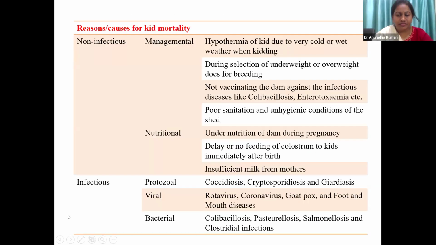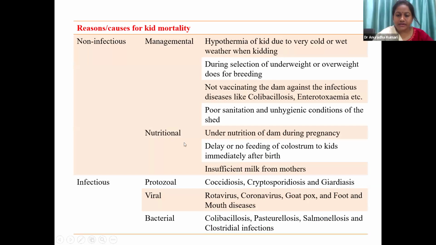Broadly, we can categorize the different factors that are involved in kid mortality under two major categories: non-infectious causes and infectious causes. Under the non-infectious causes, there are different managemental factors like hypothermia, underweight of the doe, non-vaccination of the doe, and poor hygienic condition of the shed that are involved in kid mortality.